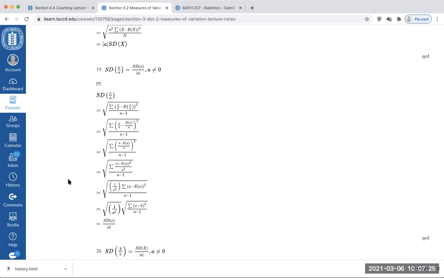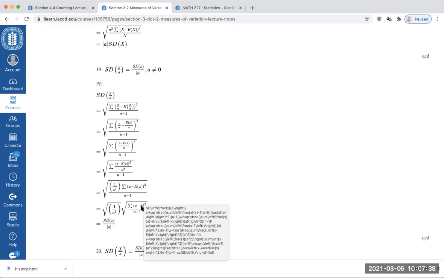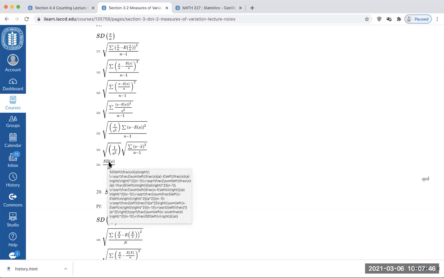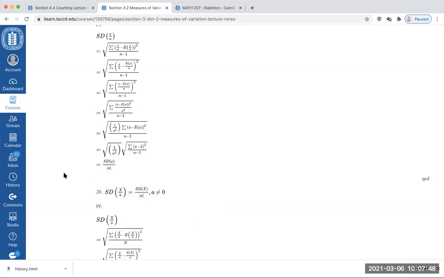And so the 1 over a squared has been factored out of the summation. The square root of 1 over a squared is 1 over the absolute value of a. The expected value of x is just x bar. The square root of the sum of x minus x bar squared over n minus 1 is just the standard deviation of x. Therefore, I've shown that this is equal to the standard deviation of x divided by the absolute value of a, and that's what I wanted to show.